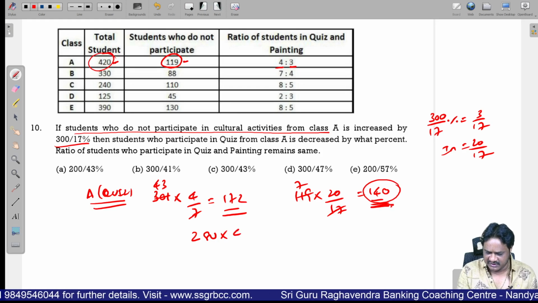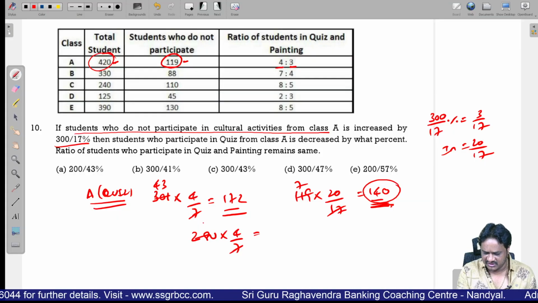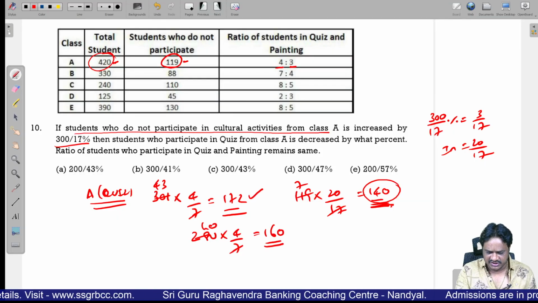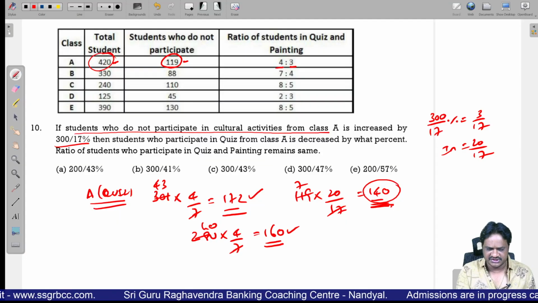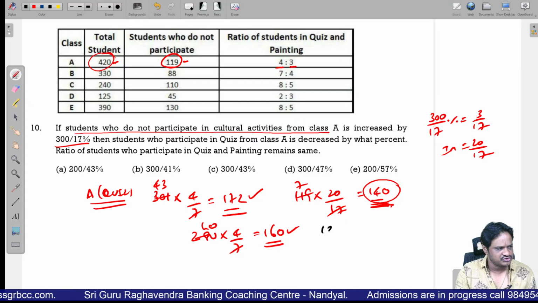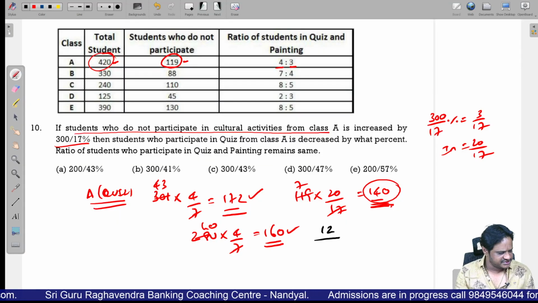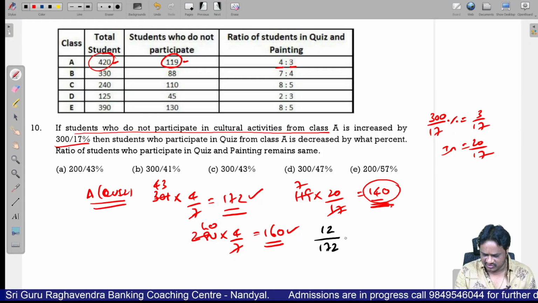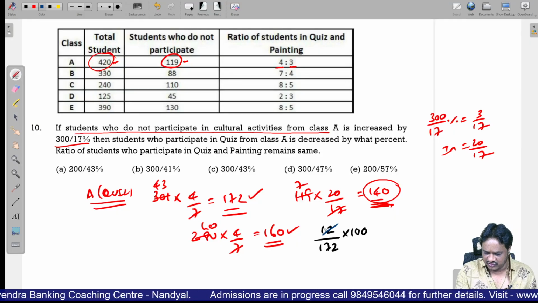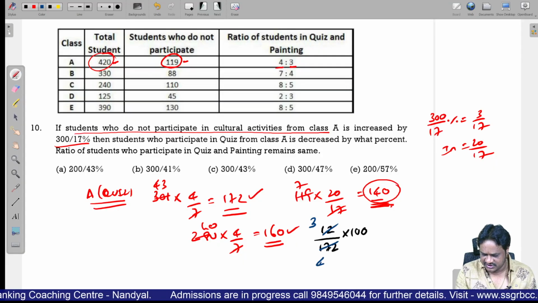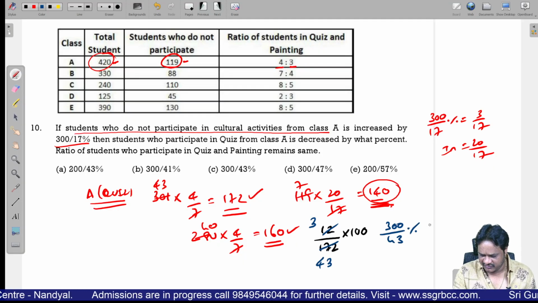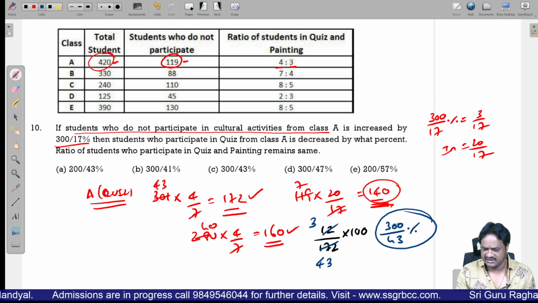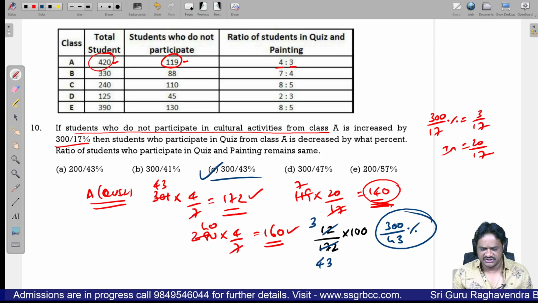In this, quiz value is again 4 by 7. We will get 160. So previously it was 172, now it is 160. How much is it decreased? 12. From where is it decreased? 172. What percent means into 100. Let us simplify with 4. 4 threes, 4 fours, 4 threes. So we will get 300 by 43%. 300 by 43% means option is 3.